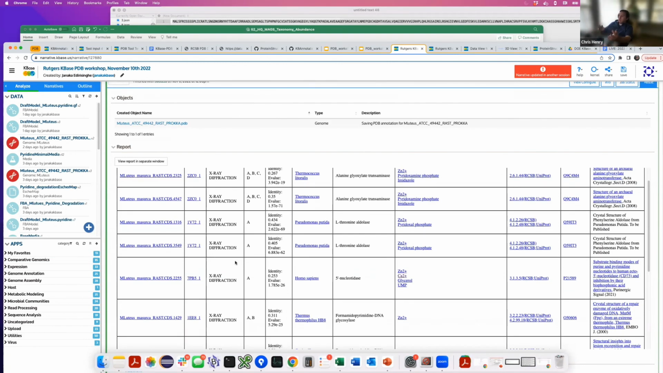So having this rich information instantly at your fingertips, annotated into these genomes, and not just reference genomes, which we could just pre-compute all of that. But one of the big things about KBase is we're not just a reference database.